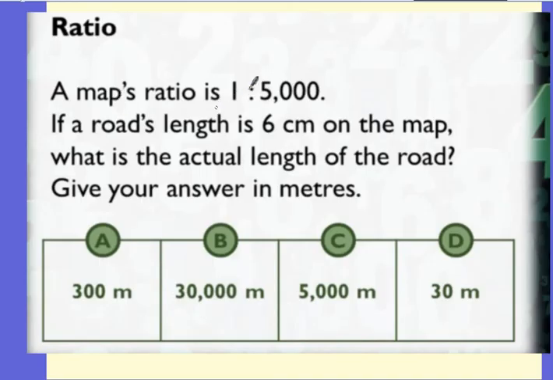A map's ratio is 1 to 5,000. If a road's length is 6 centimetres on the map, what's the actual length of the road? Pause the video for 30 seconds and see if you can answer. Is it A, is it B, is it C, or is it D?